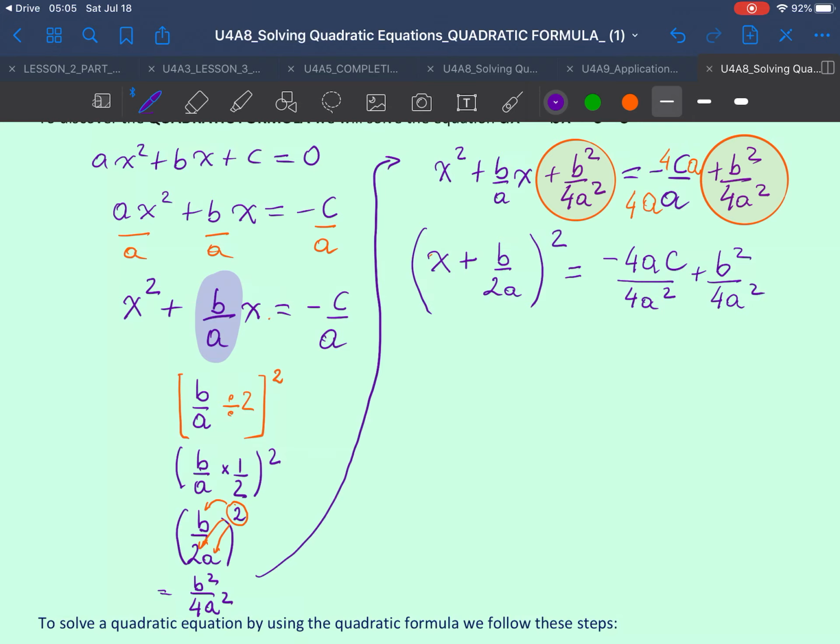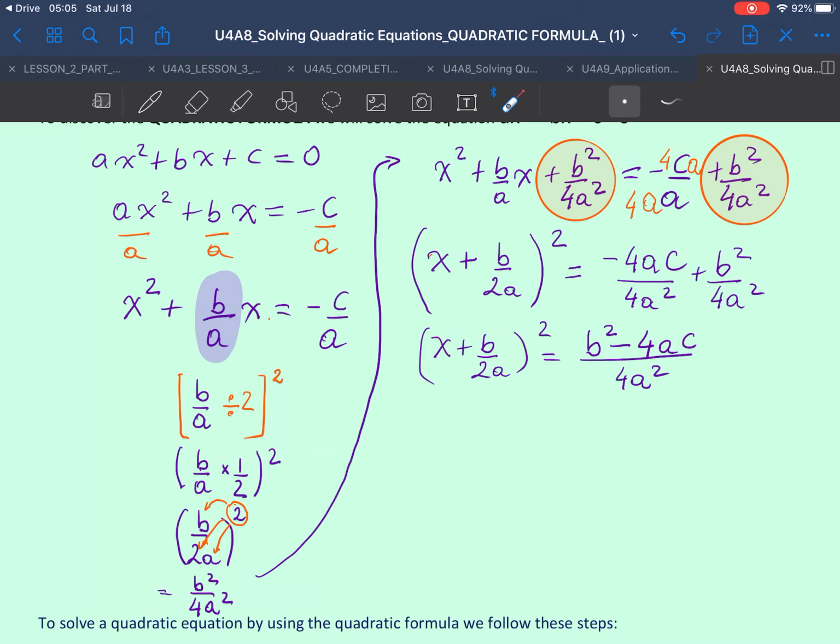Okay, so now the denominators are the same, so I can combine the two terms that are on the right side of the equation. And I'm also going to reorder the terms. I prefer to write the positive term first and then the negative. So now we're at a point where we have to solve for x. We're getting closer to it.